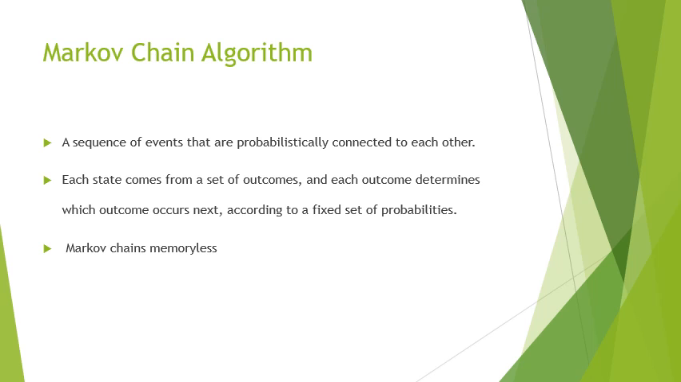And something else to know about the Markov chain algorithm is that Markov chains are memoryless. So what this means is that the current state you are on is all that really matters. The previous outcomes that happened are meaningless. It is only important where you currently are in that state, or you could call it, in that chain.